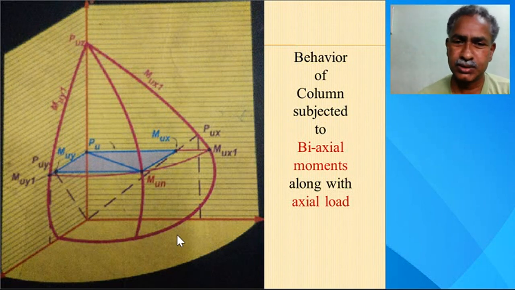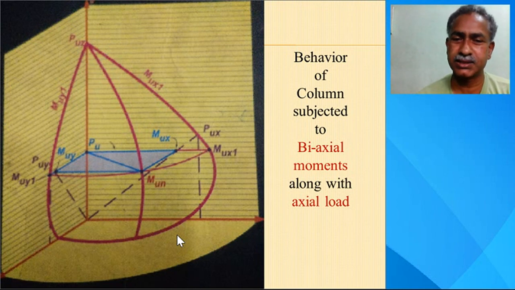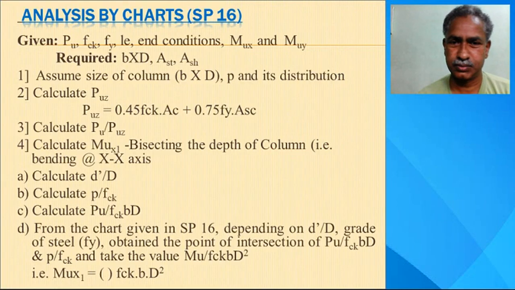So instead of using this complexity, we avoid this. We can use the interaction diagram. We can assume the percentage of steel, we can assume the cross section, and check the column from the safety point of view.